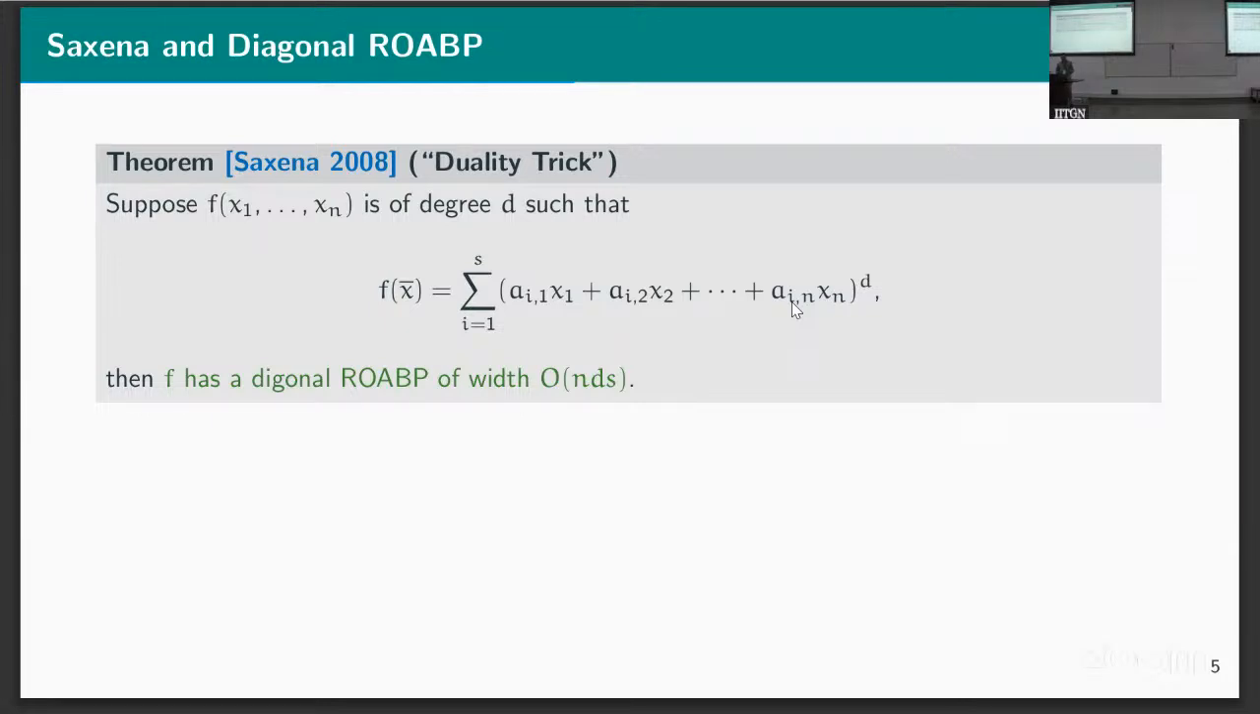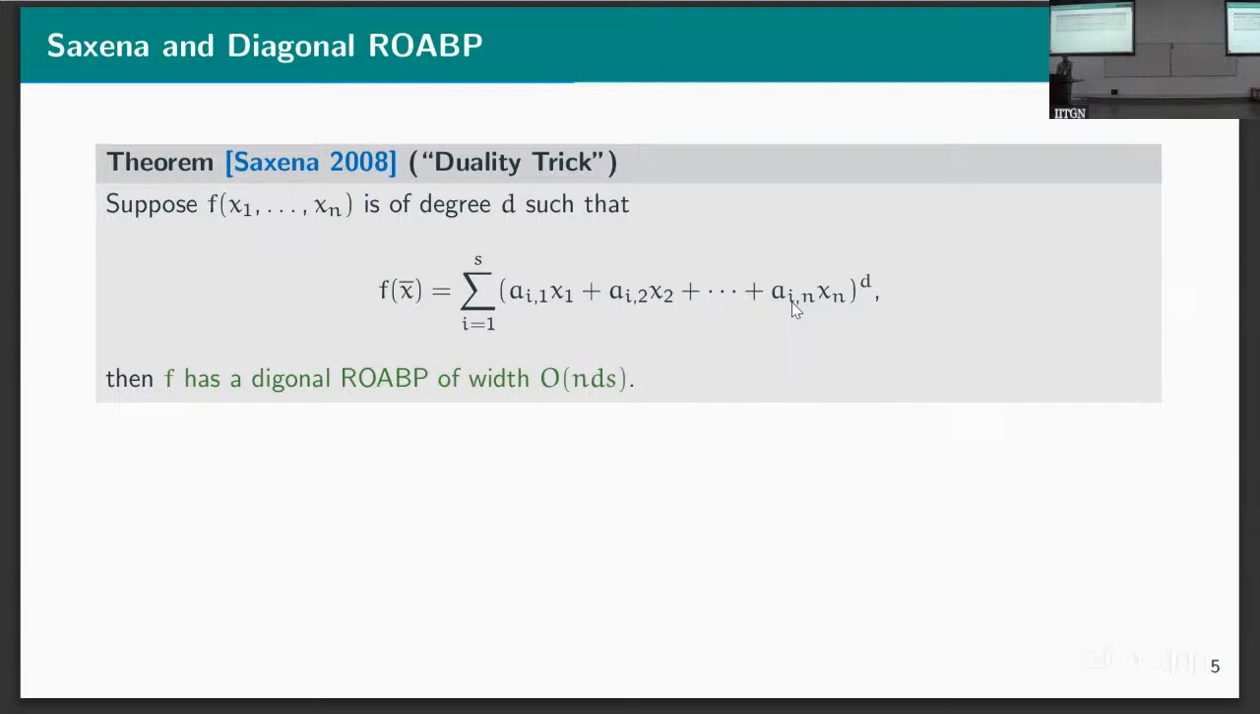So what is it saying? It's saying that if your polynomial that we want to write as an ROAP has some special structure, then it has non-trivially small diagonal ROAPs. So what is the structure? If your polynomial f can be written as a sum of d-th powers, so let's say f is a homogeneous polynomial of degree d, and it can be written as a sum of d-th powers of s many linear polynomials, then it has a diagonal product of matrices of width that is poly in all these parameters, in fact linear in each of the parameters, like n, d, s. Okay, so this is the thing.